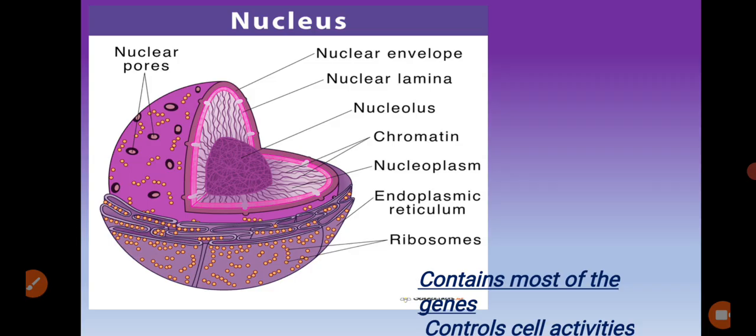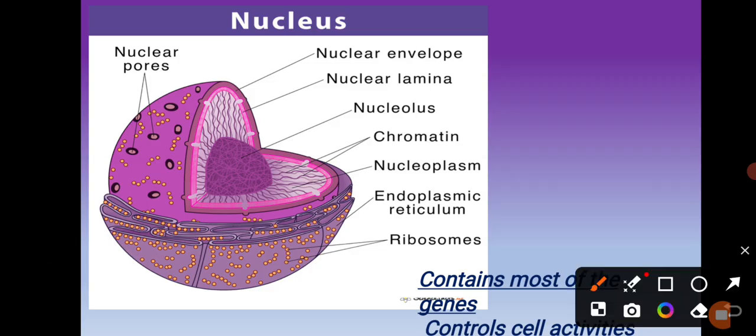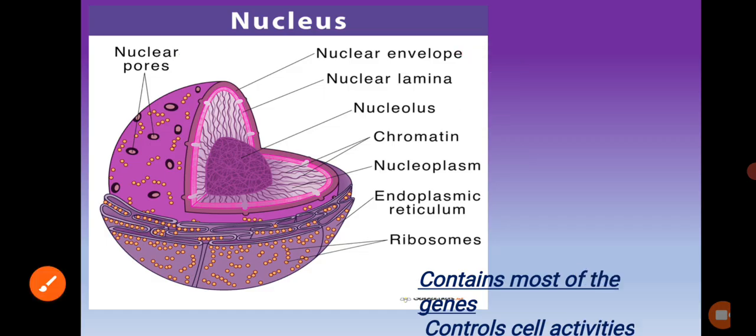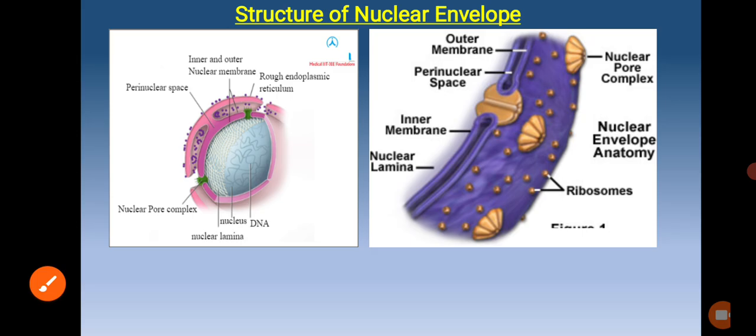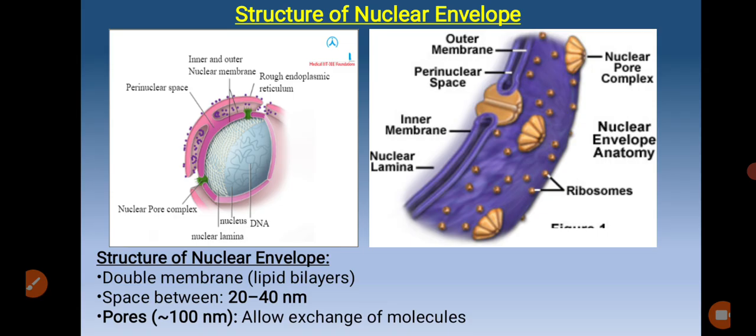The nucleus has so many parts: nuclear pore, nuclear envelope, nuclear lamina, nucleolus, chromatin and the nucleoplasm. Let's see one by one what the main functions of those are, and what the main structure is. Then, coming to the nuclear envelope.